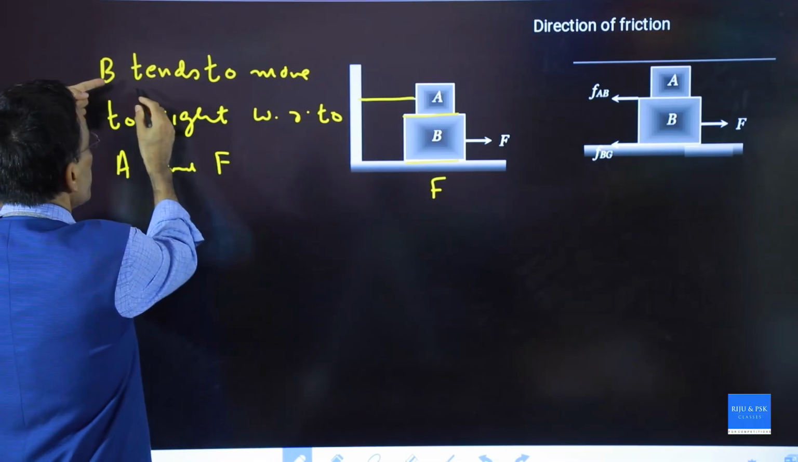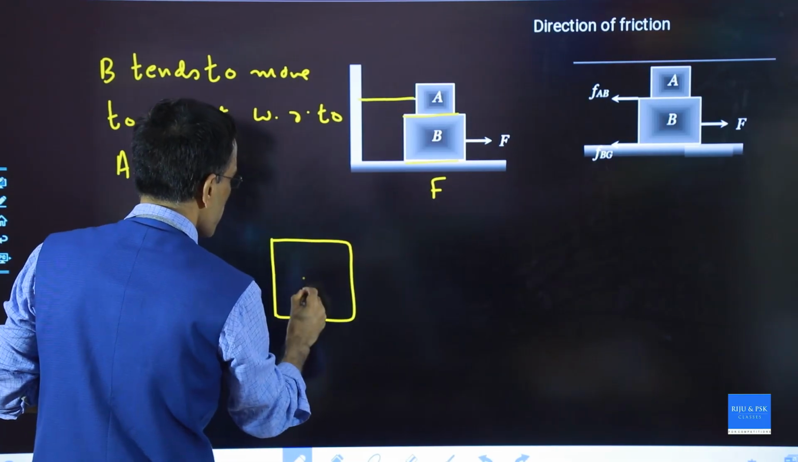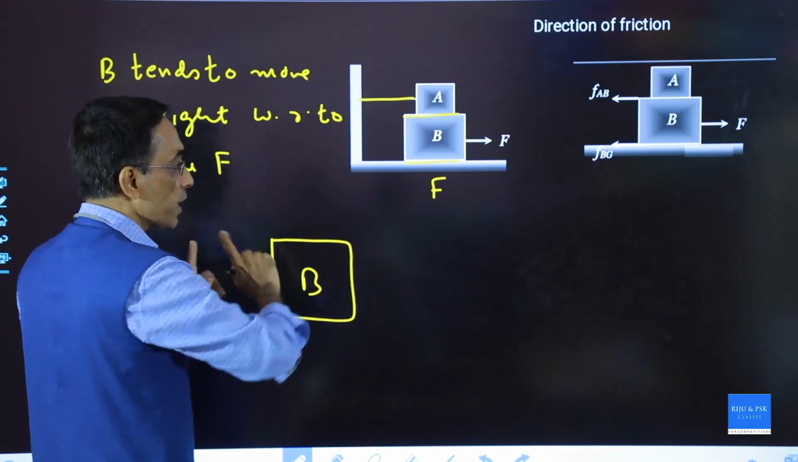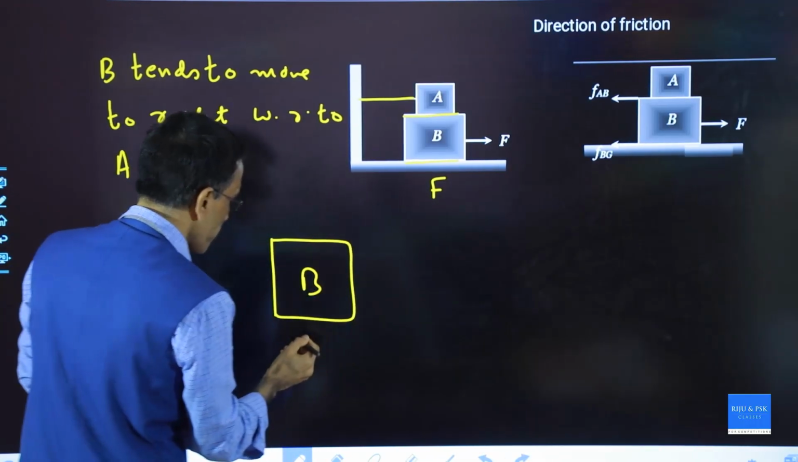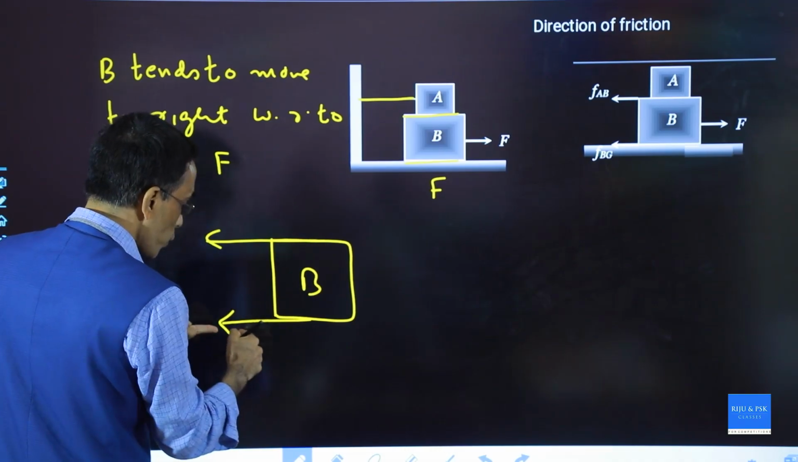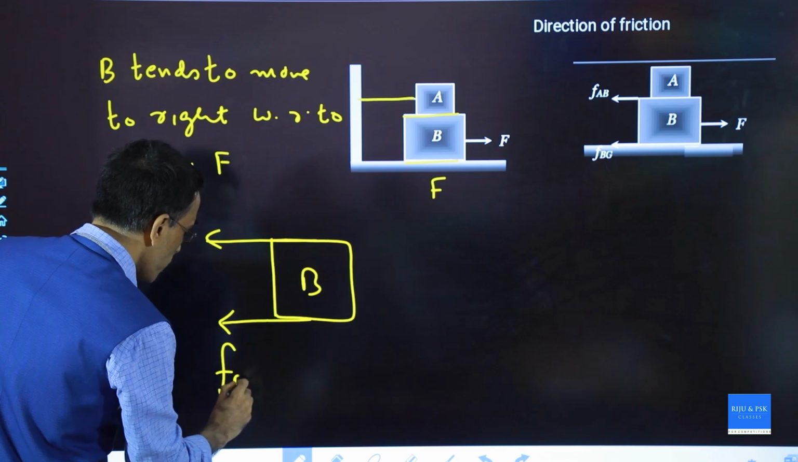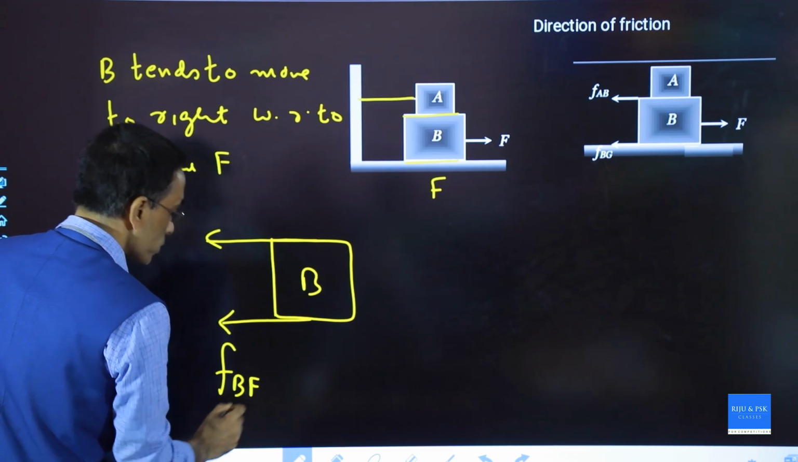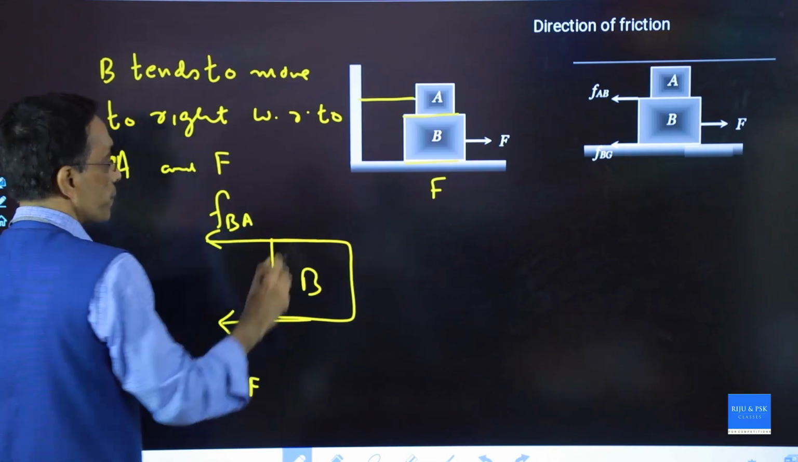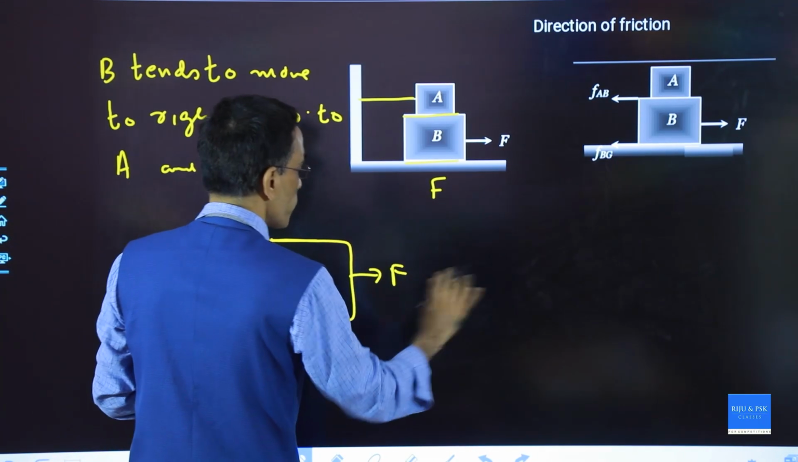And you can see B is tending to move to the right. So, the relative motion of B is to the right side. So, the friction must be to the left side. So, there will be friction here as well as here. This is due to the floor, this is due to A. So, this is the frictional force on B from the floor. This is the frictional force on B due to A. So you got the direction because this was being pulled by a force F.